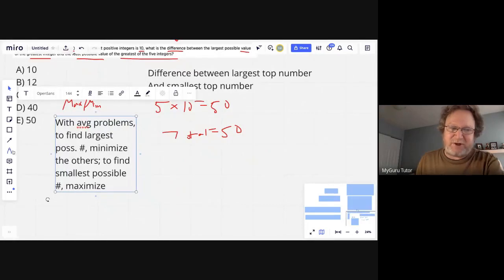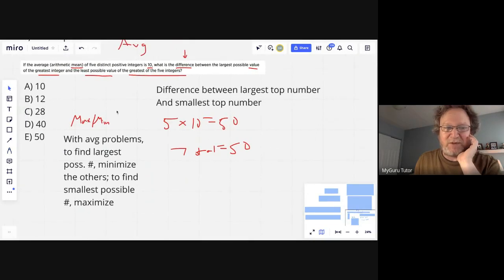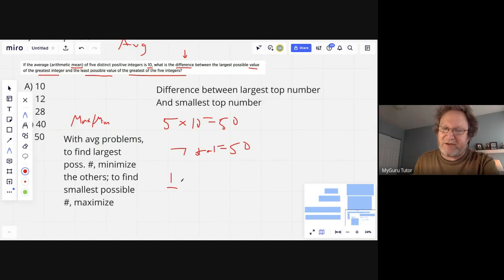How are we going to find the largest possible number? Well, it says that the numbers are distinct, the numbers are different. They're integers, and they're all positive. So we know that the lowest one is going to be 1. Because they're distinct, we can't have all 1s, so the next one has to be 2, the next one has to be 3, and the next one has to be 4. That gives us a total of 10, which is going to leave 40 over here.